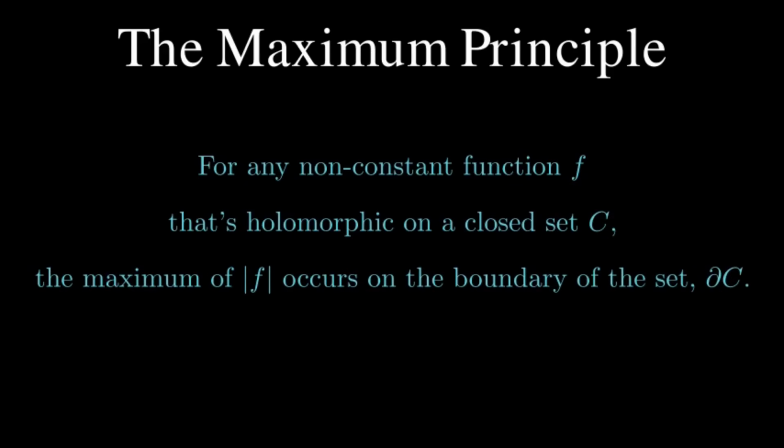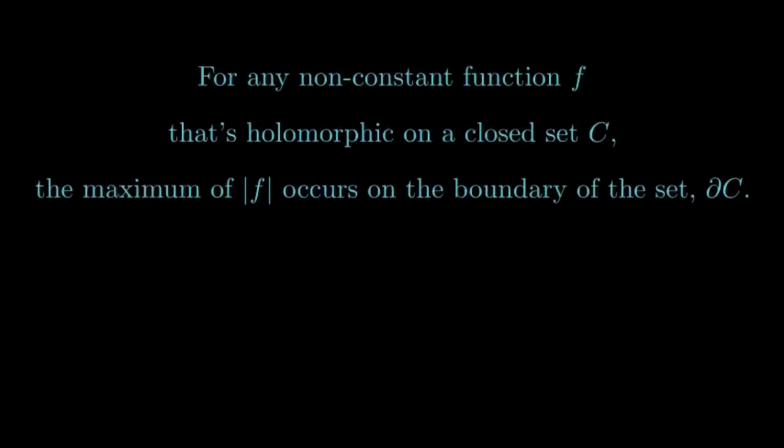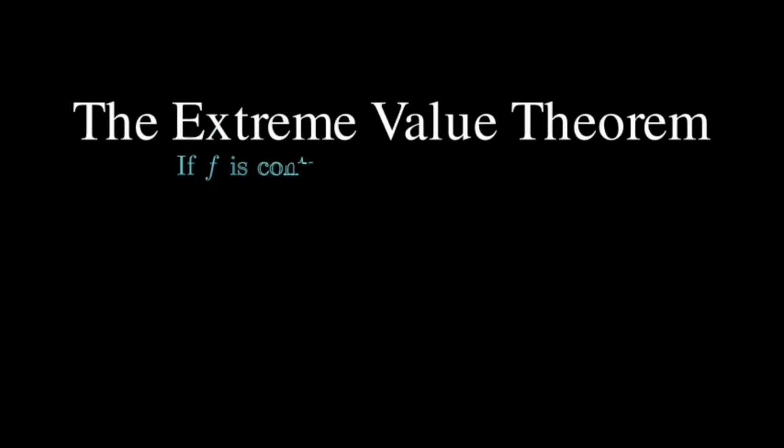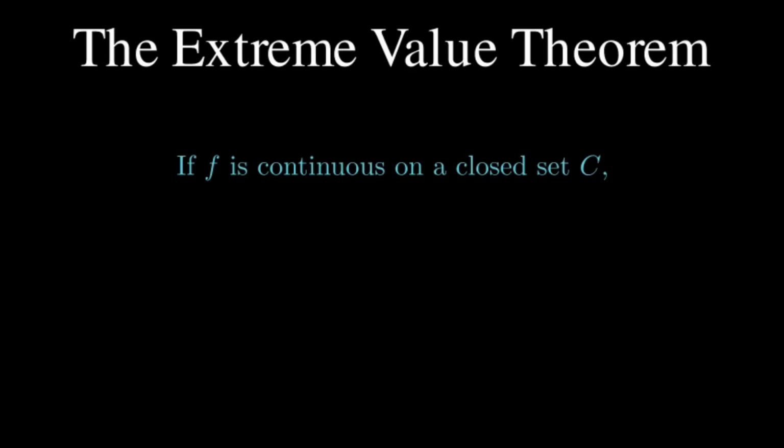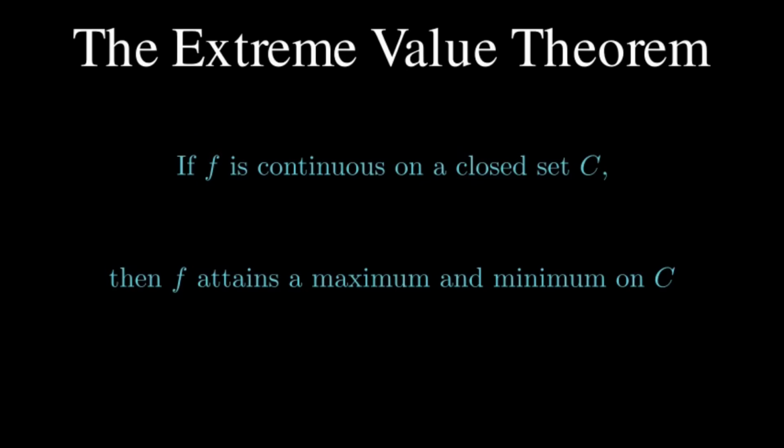This seems a little wordy, but it's actually really intuitive. Let's prove it. First, we have to say that there should be a maximum at all. We can do this using the extreme value theorem for the magnitude of the function f. This basically says, since the magnitude of f is continuous and maps a closed set to a closed set of real numbers, there exists a maximal and minimal value.